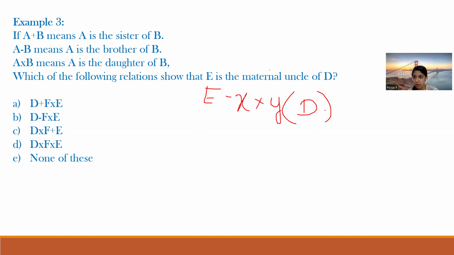All of you are clear till this set of symbols? Yes, ma'am. Okay, if otherwise, what should have been there? There is another way to tell: X is the sister of E. And X's daughter is none other than D.